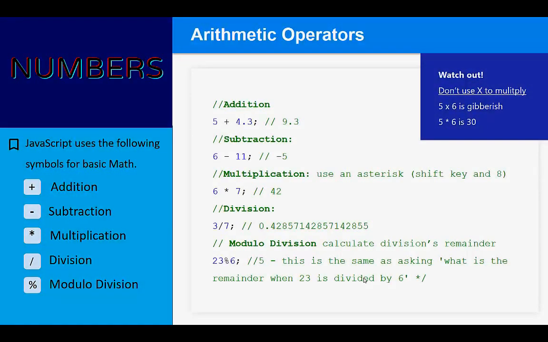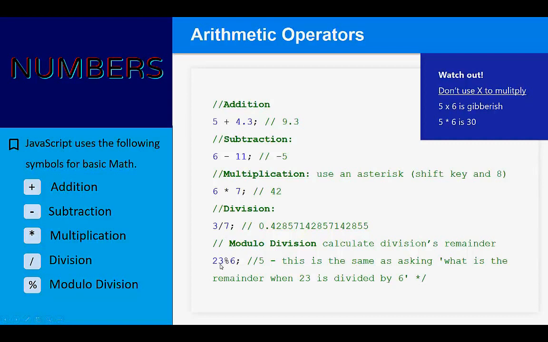You'll notice most of these should be familiar to you from using a calculator. We can add two numbers together. They can be integers or floats. So here we go, 5 plus 4.3. 6 minus 11. 6 times 7. Now notice for multiplication we do not use an x. We use an asterisk. That's shift 8. There's division, 3 divided by 7.